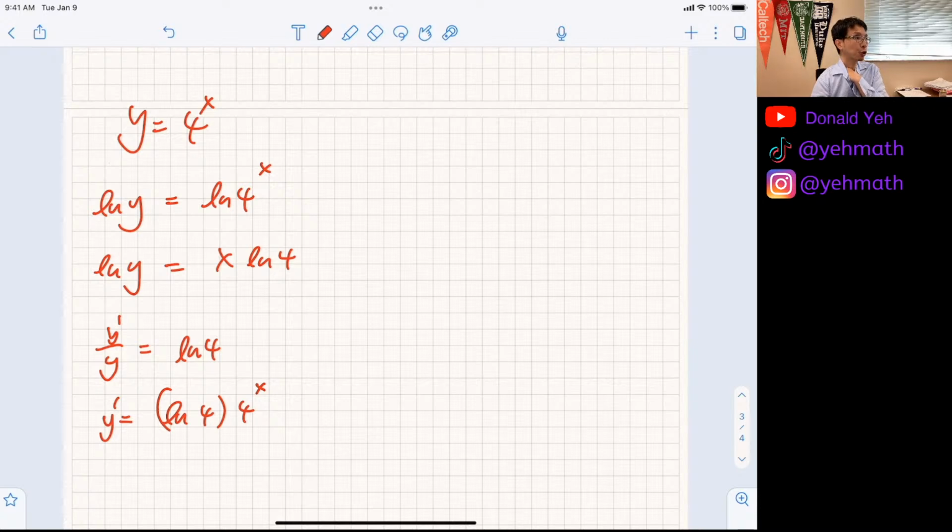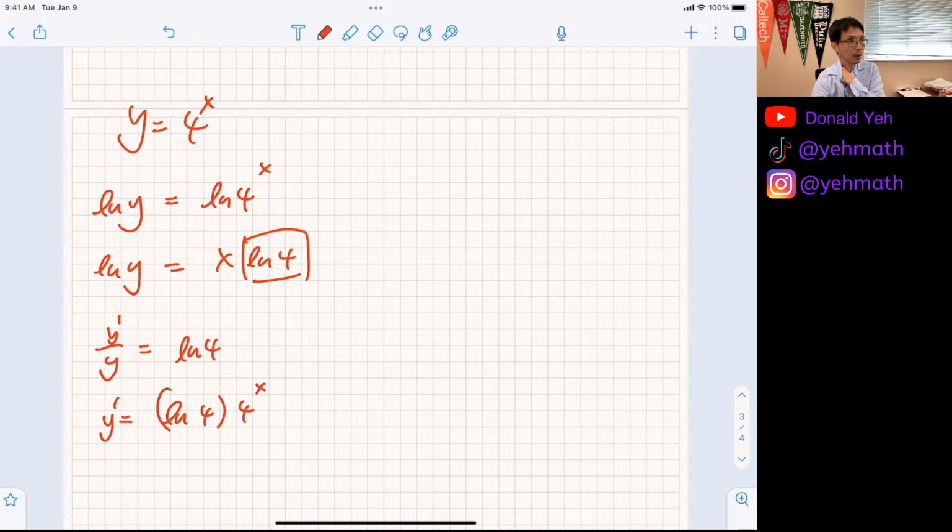Okay, so Sarah Zhang and Ginger had similar questions. Says, do you do product rule here? With the product rule, it's going to be the same thing. But think about it. ln 4 is a number. It's no different than 4x. What's the derivative of 4x? Just 4. So in this case, the derivative of x ln 4 is just ln 4.